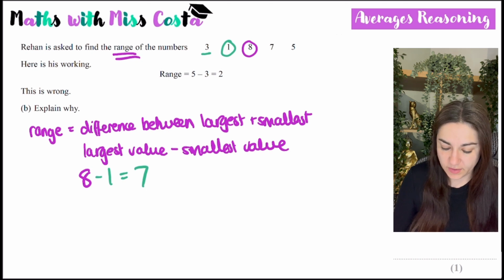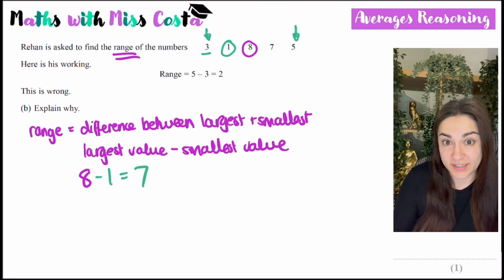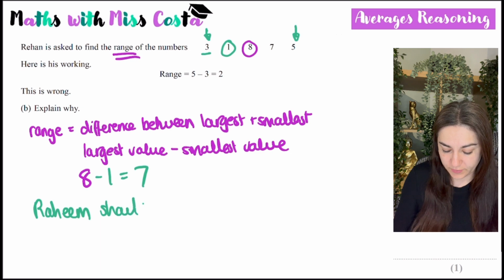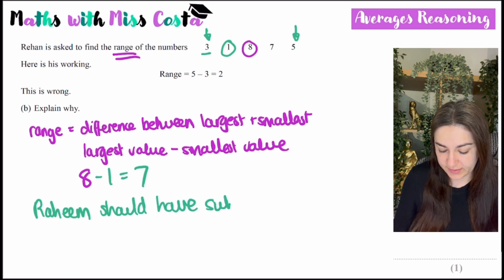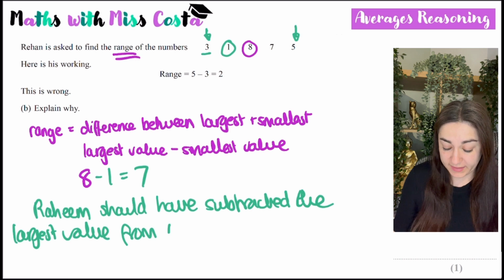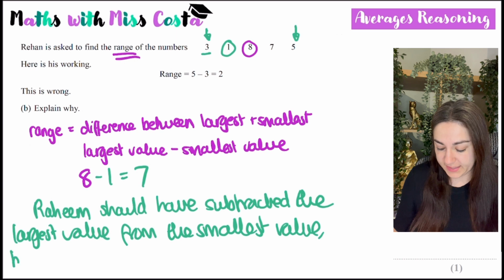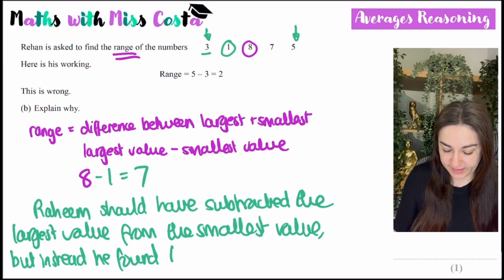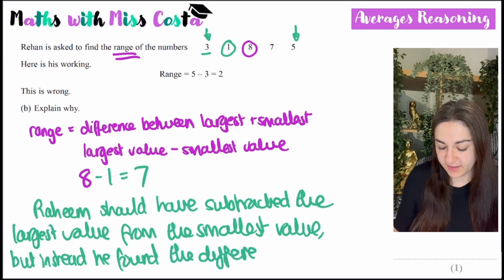So what did Raheem do? Well, it looks like he just did the end number and the first number, assuming that the numbers were in order of size. So explain why it is wrong. Raheem should have subtracted the smallest value from the largest value, but instead he found the difference of the first and last number.